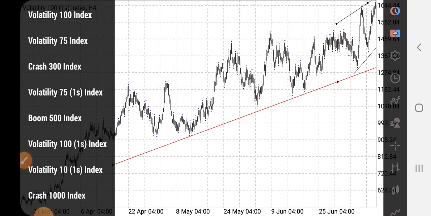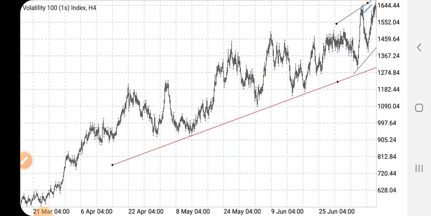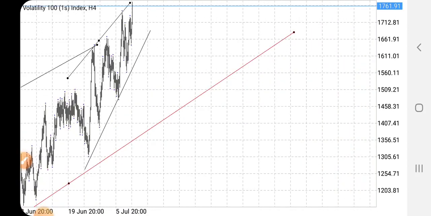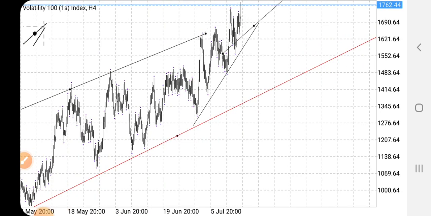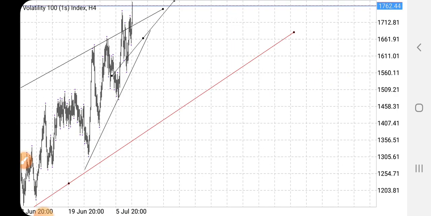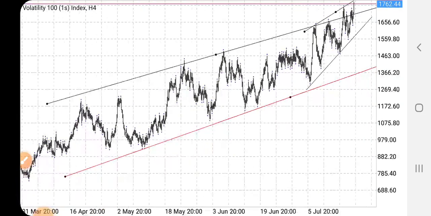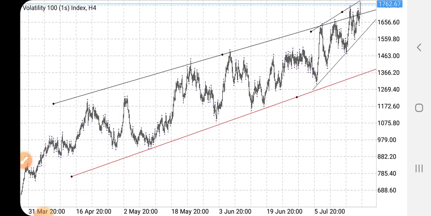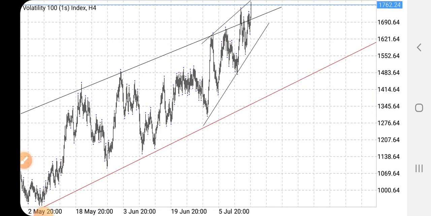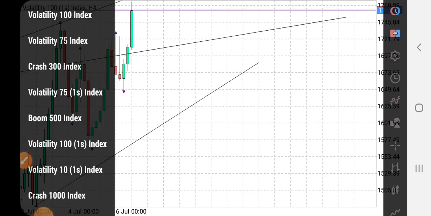I can equally zoom out again to get a bigger picture of the chart, right? Sorry about this. This is one of the disadvantages when you are using a phone to do your analysis. So you can see what I have here. I have the bigger picture and I have the inner chart. That is subtrend or subtrend line. So all I need to do is to zoom in now.